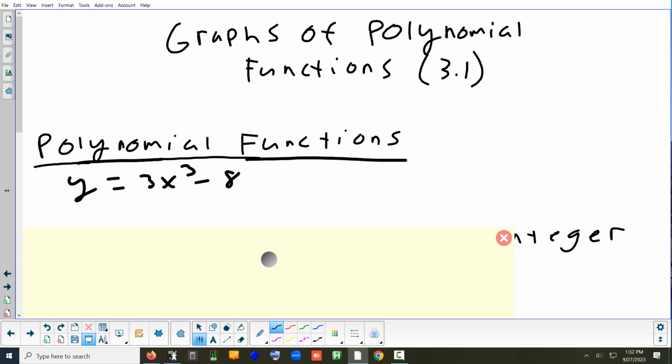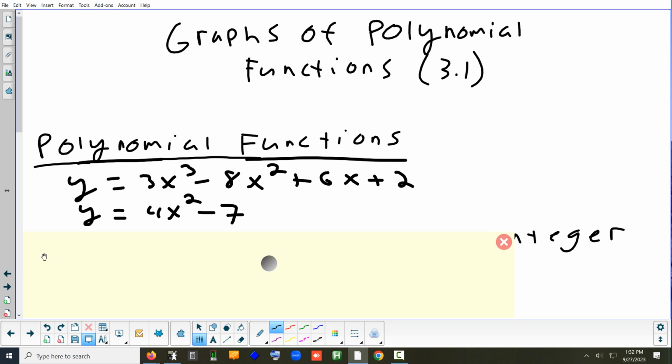3x cubed minus 8x squared plus 6x plus 2. That's a polynomial. Specifically, that's cubic. If you don't know that name, I'm going to mention it in a minute. I'll write it down. y equals 4x squared minus 7. That's a quadratic. Okay, that's a polynomial. y equals 8x minus 4. That's linear. That's a polynomial.